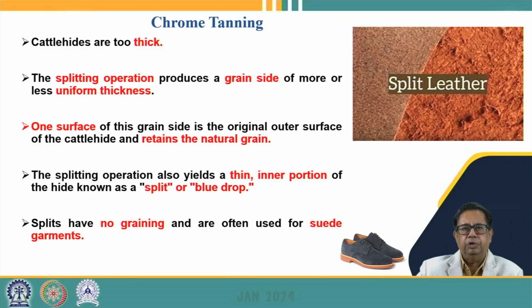One surface will be a grain side, which is on the top, whereas the lower portion basically contains no grains, so that is a thin portion also. That is known as a split, or it is also called the blue drop. So this is split into two parts. The surface which has the grain side retains the natural grain, whereas the lower portion has no grains and is smoother in nature.